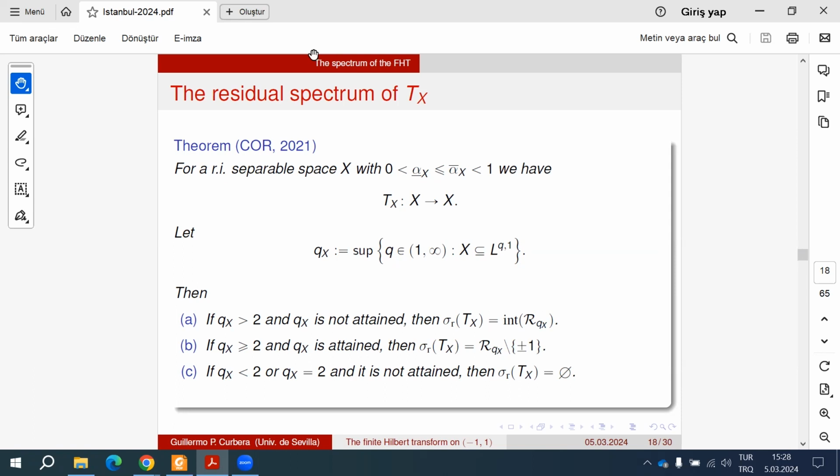Again, this index classifies in full the spectrum. So we have point spectrum and residual spectrum completely determined by a number that measures how your X is situated in the LP scale. What is the problem for having the full spectrum, that is, the continuous spectrum? Continuous spectrum is always, or this is my understanding, a delicate part of the operator. It's very difficult to study continuous spectrum.